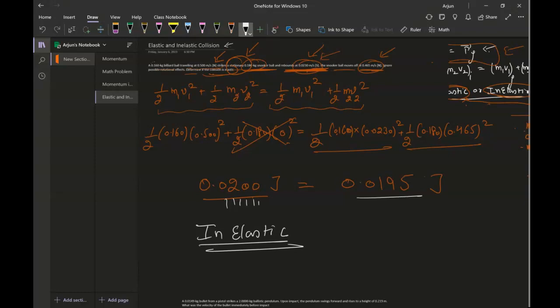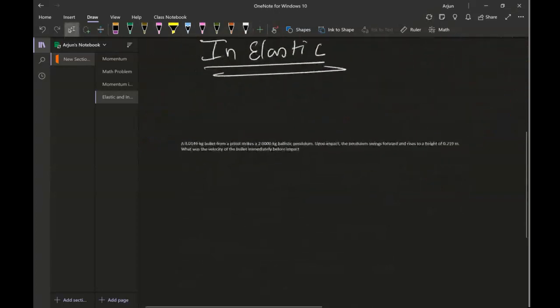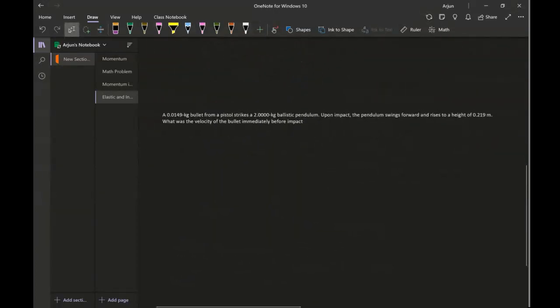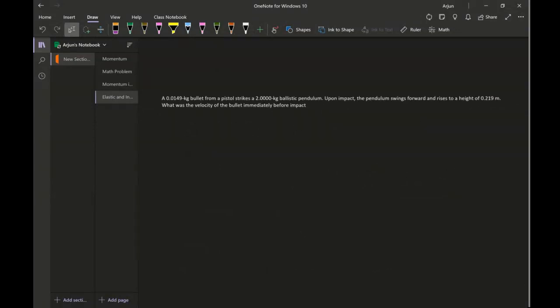Inelastic. Some of the energy got lost because these two are not the same. So hopefully you were able to understand how to simplify this kind of a question. Now, with this, I'm going to take another question. In this question, we are given some different circumstances.